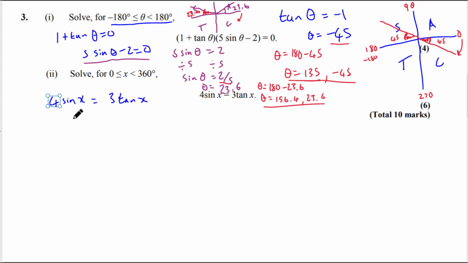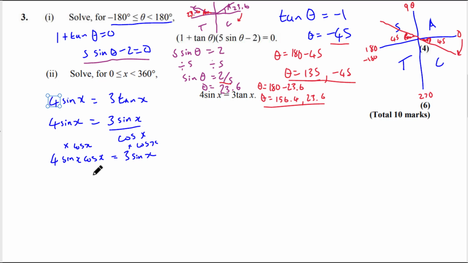Now I've rewritten it here so it's nice and clear. Now we've got to remember to use our identities, and that's going to be 3 sine x over cos x, because tan x equals sine x over cos x. Now we want to rearrange this and multiply out the cos to get 4 sine x cos x equals 3 sine x. Now we want to set this to 0, so we're going to minus 3 sine x from both sides.